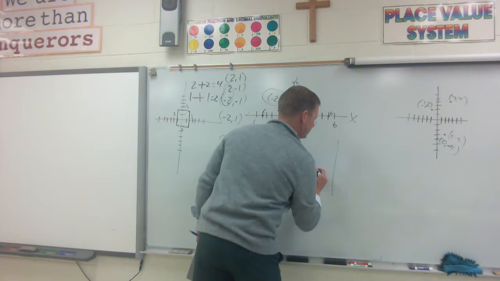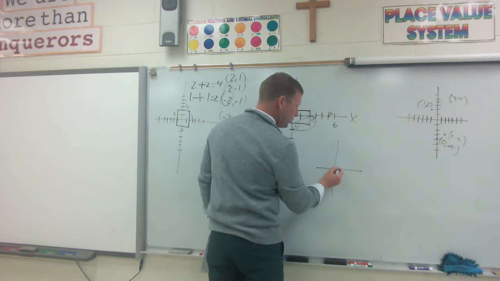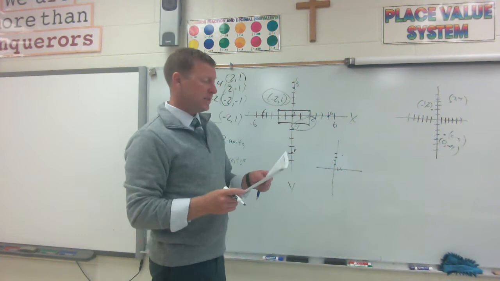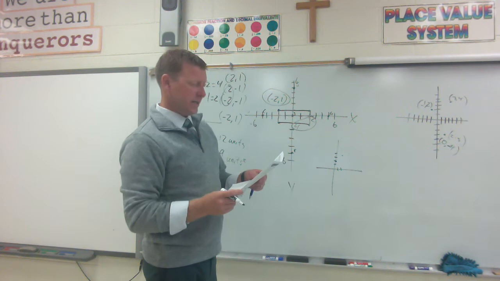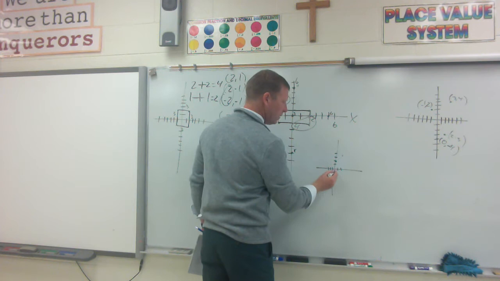The first point I'm supposed to do is 2, 4. So I'm just over 2, up 4. The next one is 0. Don't go anywhere and go up 2. The last one is negative 3, negative 1. Go left 3, go down 1. And now that should form a straight line, guys.